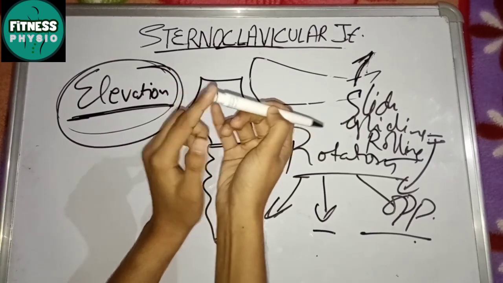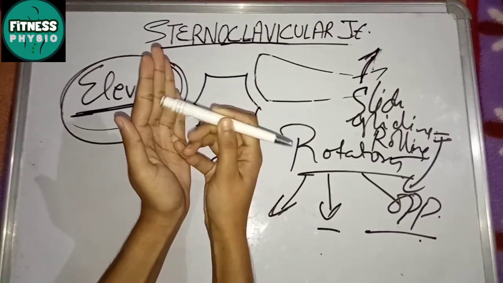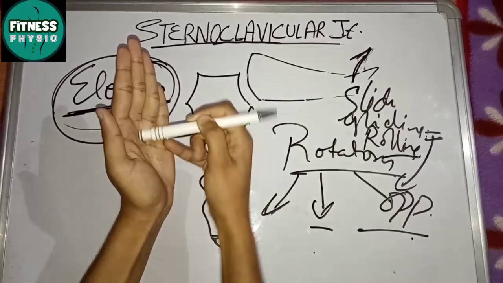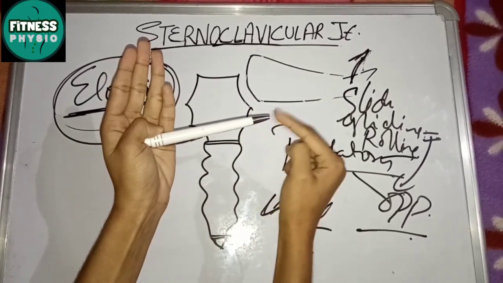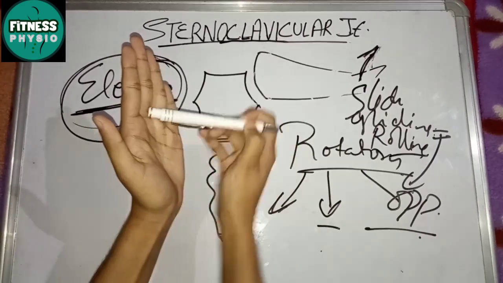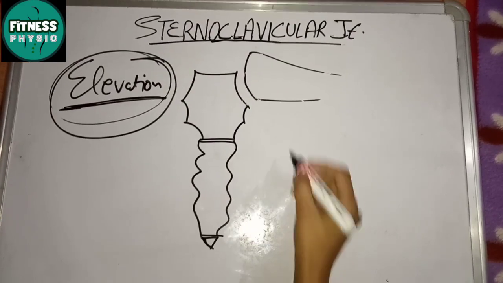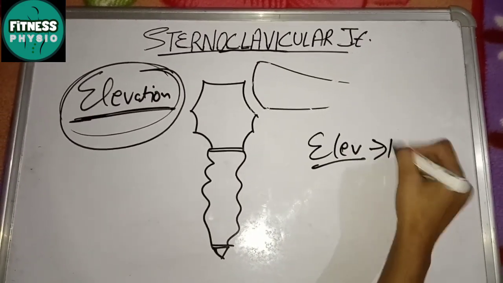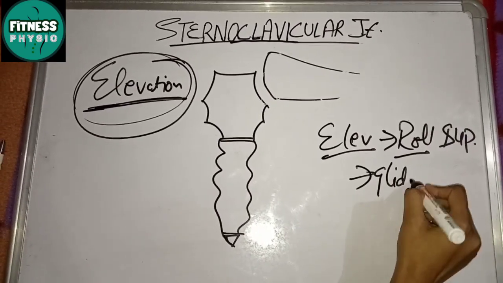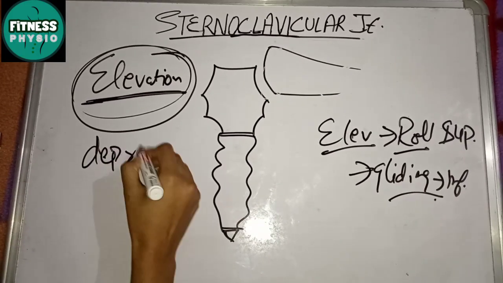See here, the medial end of your clavicle. What happens if your clavicle is elevating? The glide will be in the inferior direction, that's why your clavicle is elevating. So in elevation, the rolling will be in the superior direction and the gliding will be in the inferior direction. I hope I am clear to you. So in elevation, the rolling is in the superior direction, and the gliding is in the inferior direction.